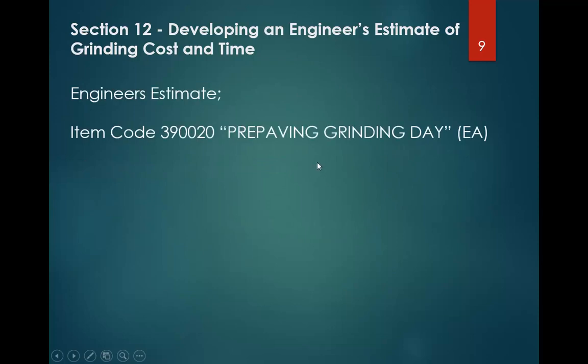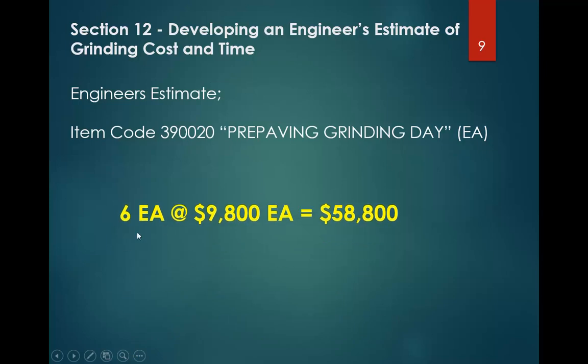So here we have it. We have our engineer's estimate for item code 390020, prepaving grinding day with the unit measure of each. 6 each at $9,800 each for $58,800.